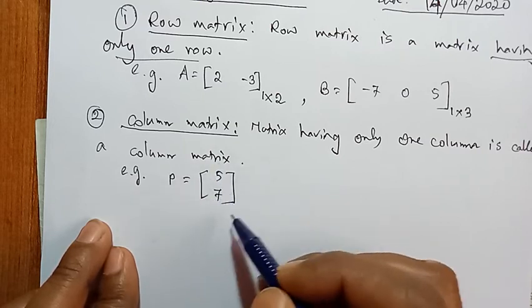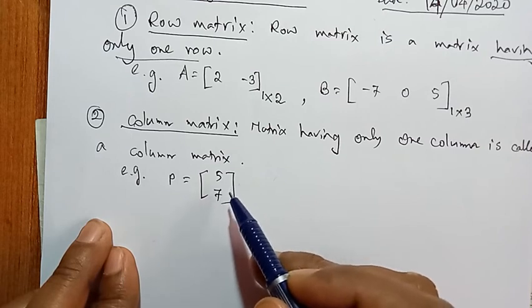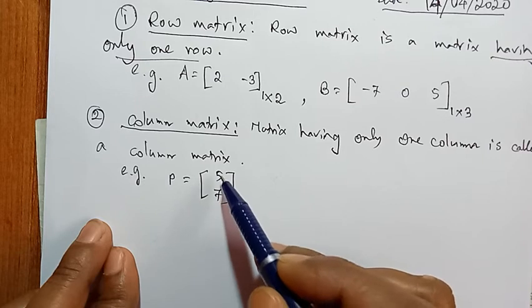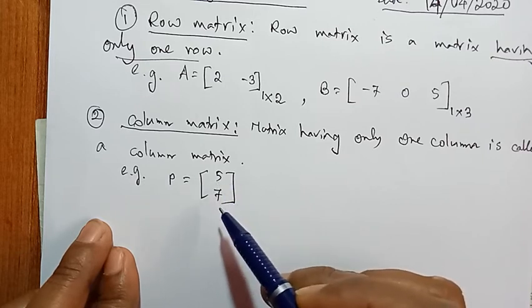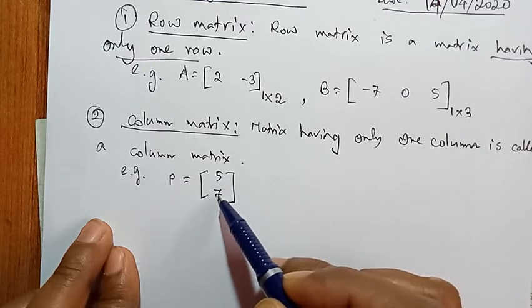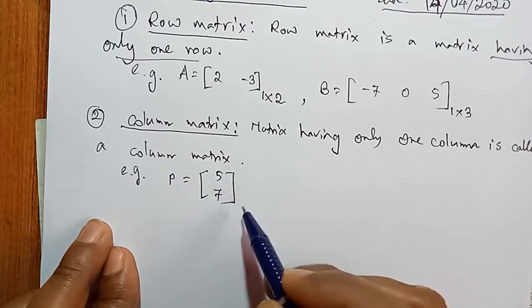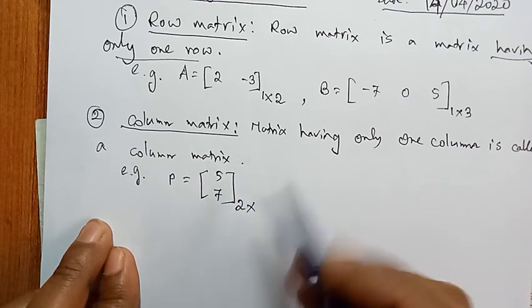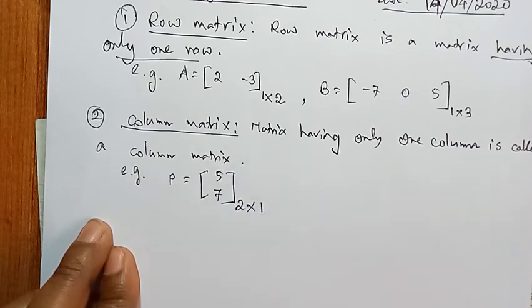So here also you write the order. When you write the order, always check the number of rows first. This matrix has 2 elements, so element-wise check their rows. The first element lies in the first row, this element lies in the second row. So there are 2 rows, then cross, and the number of columns is 1. So the order is 2 by 1.